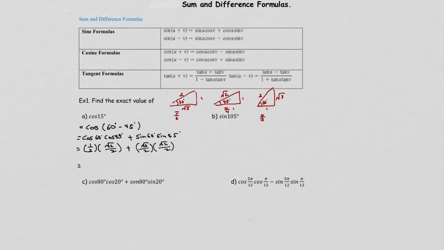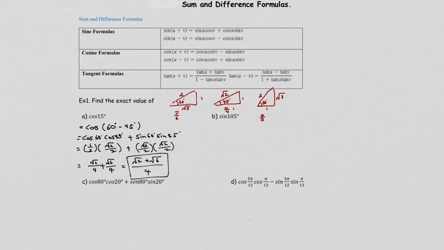When you multiply, you get square root of 2 over 4 plus square root of 6 over 4. You should be able to multiply different radicals. Same denominator, so if we simplify it into one fraction, this is the value you're going to get for cosine 15. Let's try another one.